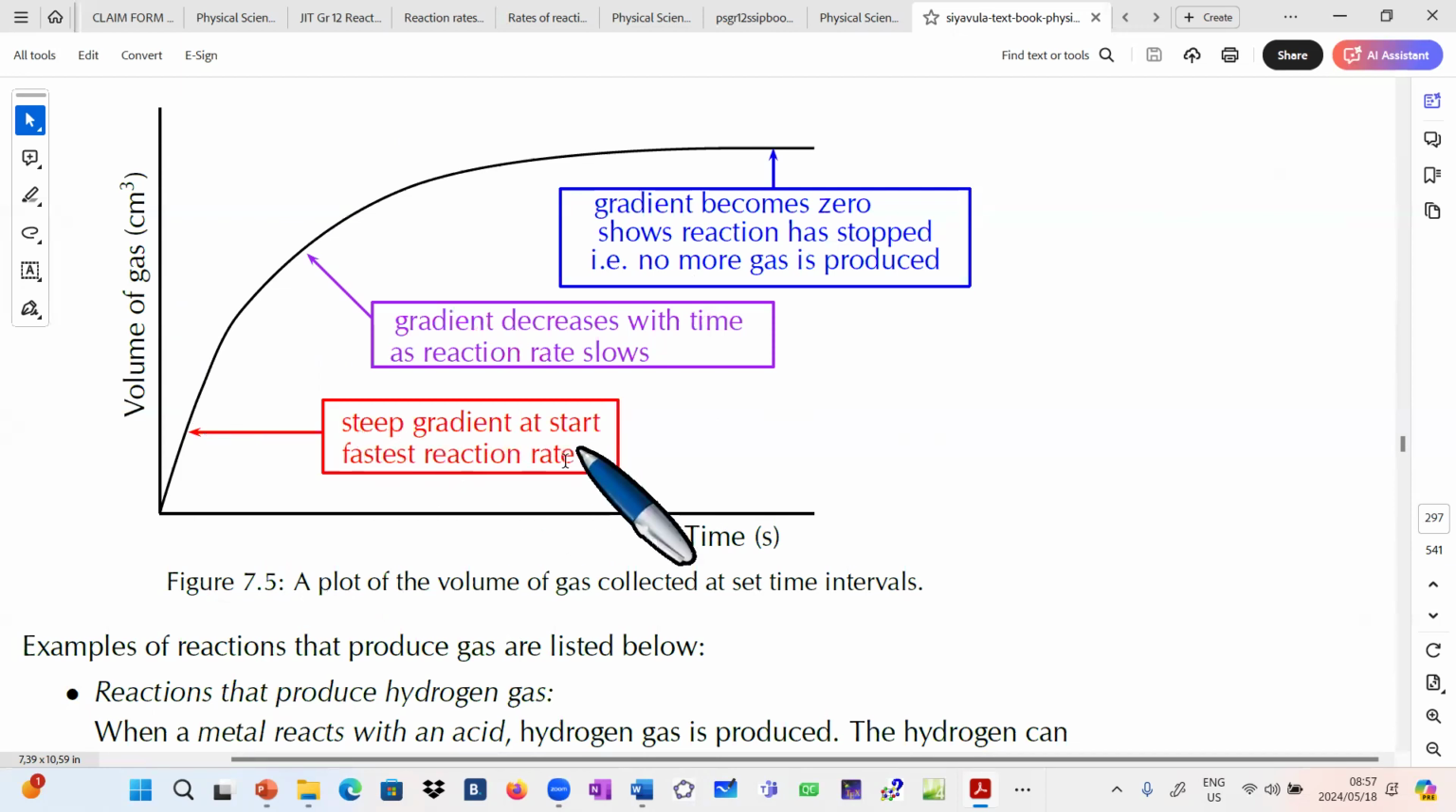So a steep gradient at the start shows the fastest reaction. The gradient decreases as the reaction rate slows. The gradient becomes zero, which shows the reaction has stopped. That is, no more gas is produced.